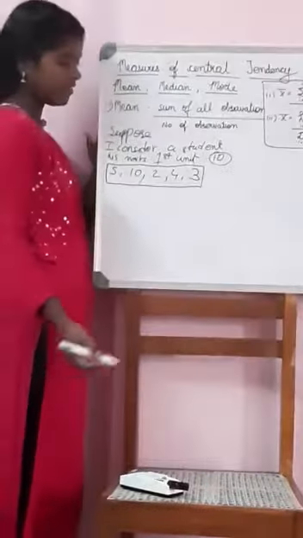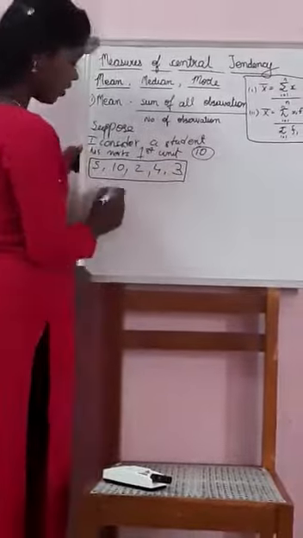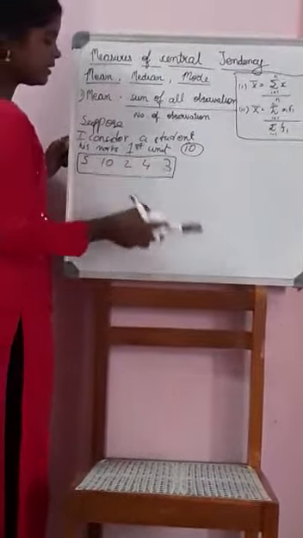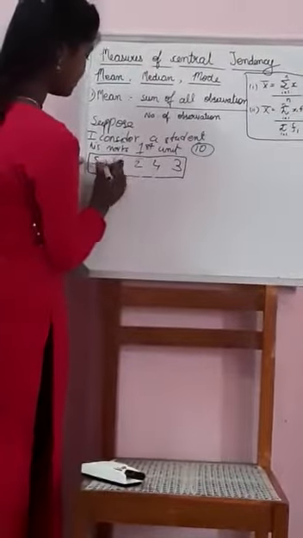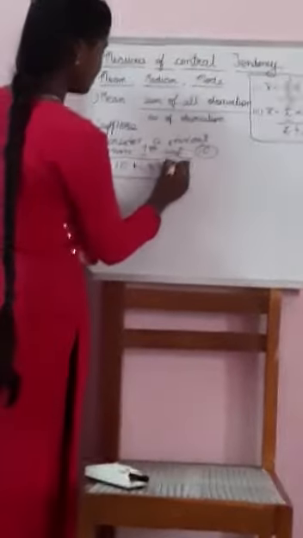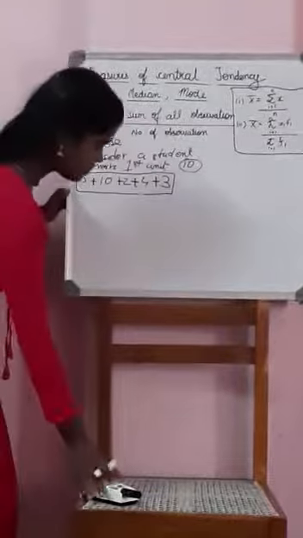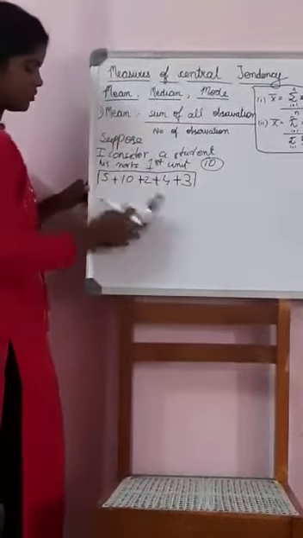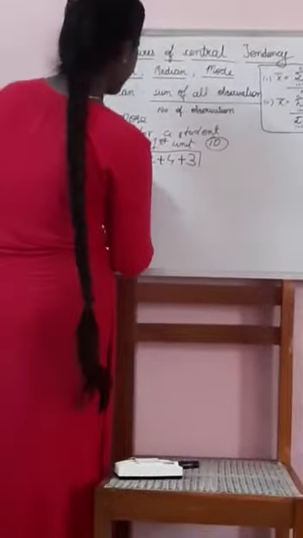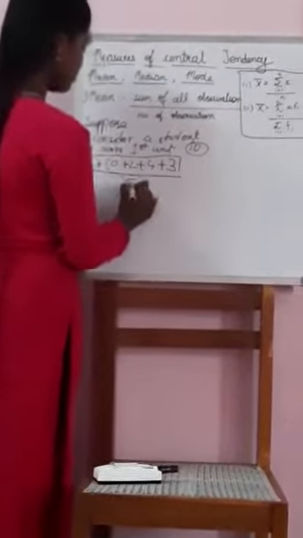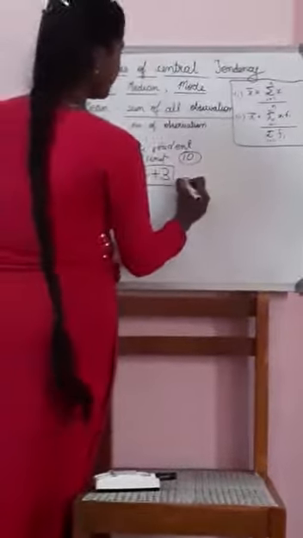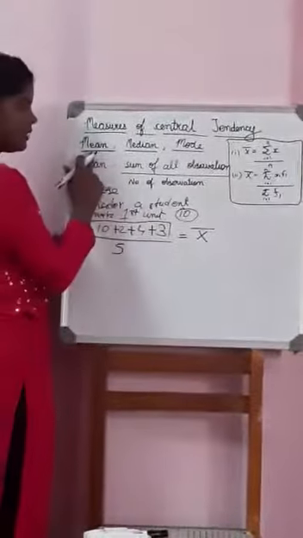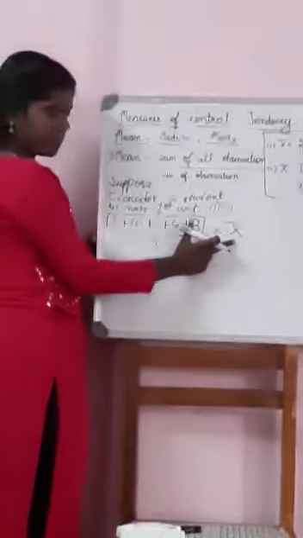So what to do for the average score? I will add all these numbers, the scores, and divide by the number of scores. I will add them and divide them by the number of subjects. Number of subjects is 5. So this is always denoted by an x bar. Always mean is denoted by x bar.